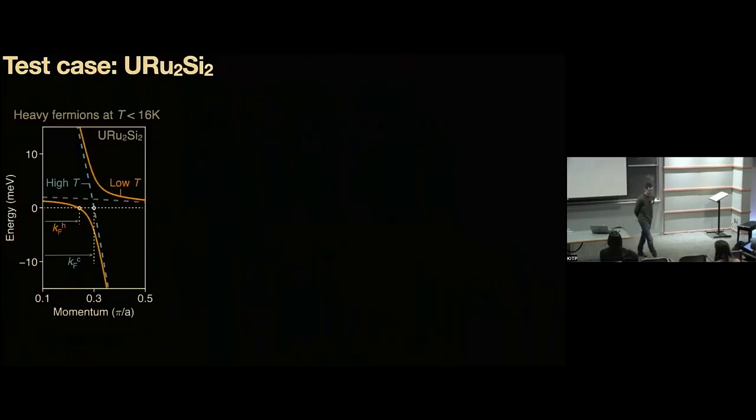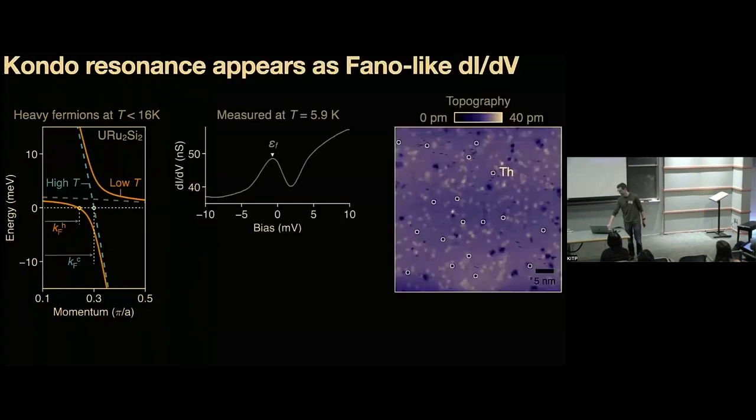Okay, that works in theory, but will it work in practice? So the first thing I want to look at is a test case, this compound uranium ruthenium 2 silicon 2, because a lot of the wave vectors are known already in this material. At high temperatures, you have a light band, and it splits into two heavy bands as you cool down below about 16 Kelvin. This is our dI/dV measurement of the Fano resonance on the uranium surface of URu2Si2 in a sample that contains a few thorium dopants. Those thorium dopants are already known to act as Kondo holes.